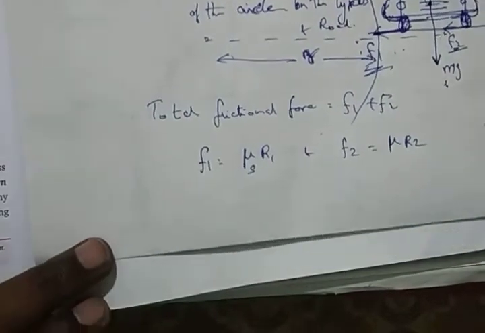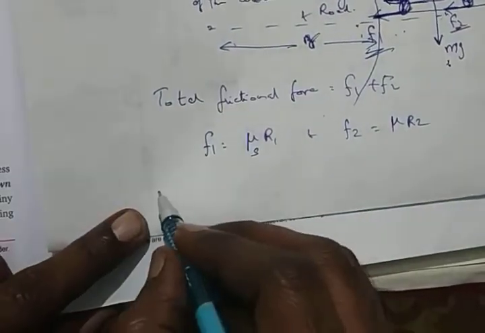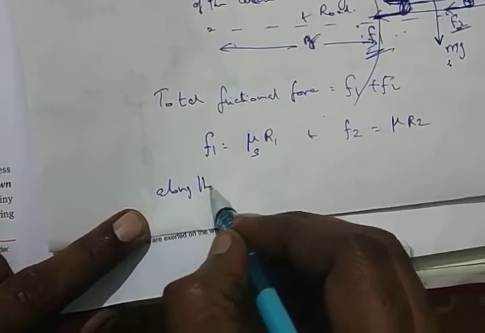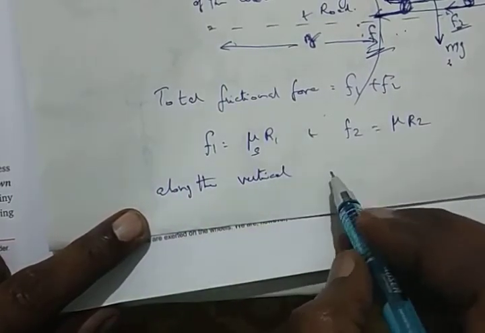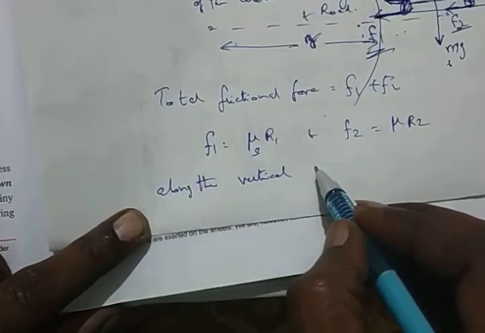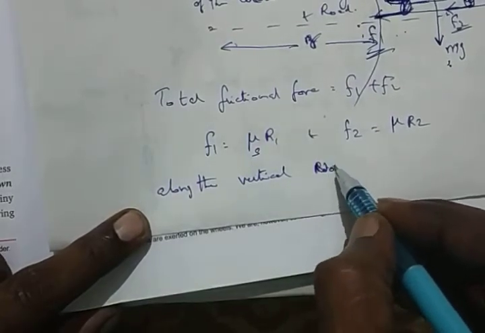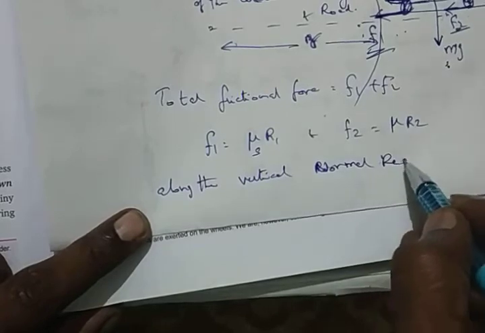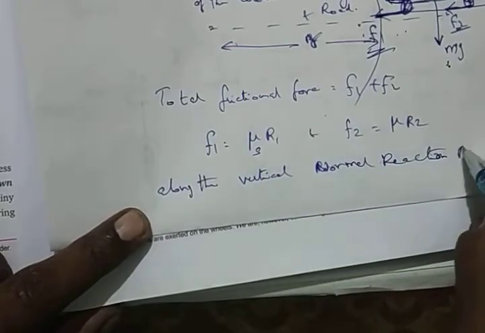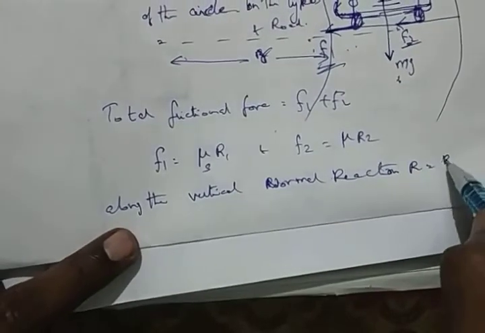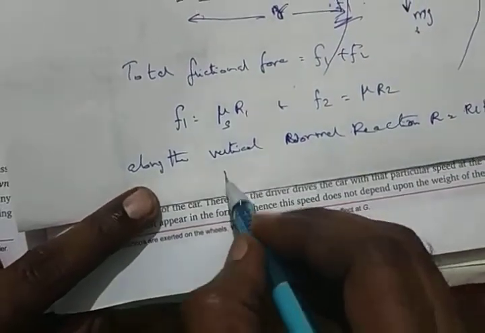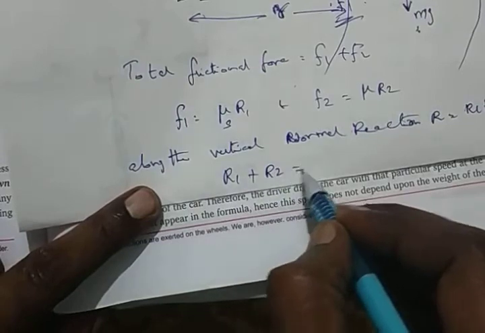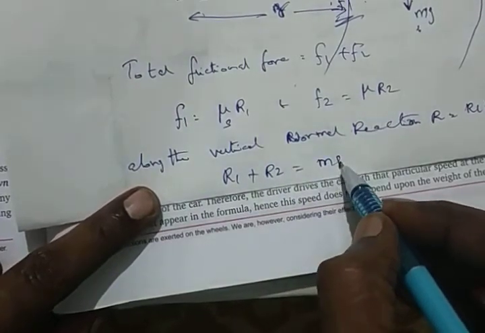The next line is along the vertical. Normal reaction, capital R, is equal to R1 plus R2. So R1 plus R2 is equal to m into g.